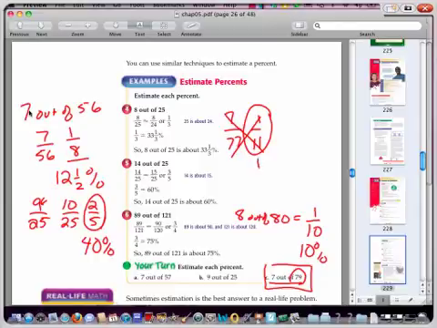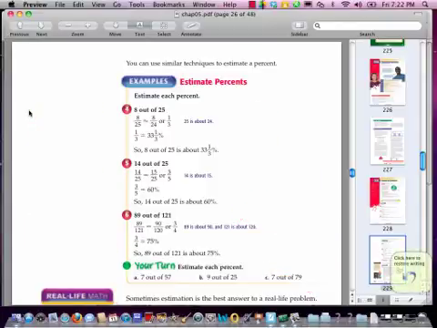By the way, 1 out of 11, if you have an 11th, that's .09, .09 repeating. So what we're talking about is 9%, roughly. So I would have gotten 9%, and that would have been pretty close. Both of those are relatively close answers. So there's nothing wrong with either one of those.